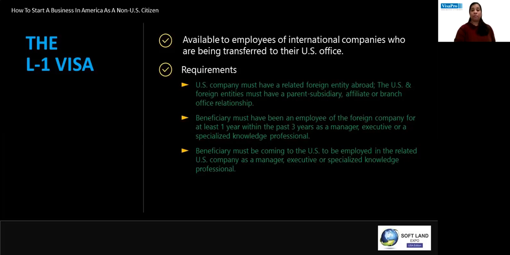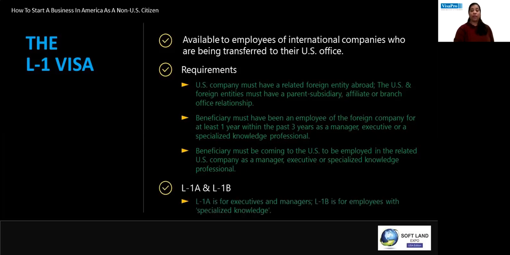The new US company must have a related foreign entity abroad. The US and foreign entities must have a parent subsidiary, affiliate, or branch office relationship to each other. The person being transferred must have been an employee of the foreign company for at least a year within the past 3 years as a manager, executive, or specialized knowledge professional. And finally, the person coming to the US must be employed in the related US company as a manager, executive, or specialized knowledge professional. The L1 visa category is divided into two categories: the L1A and the L1B.